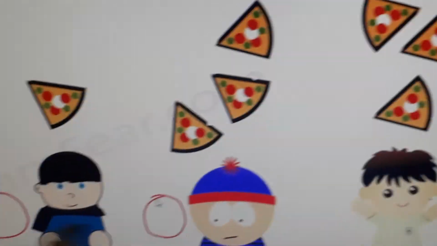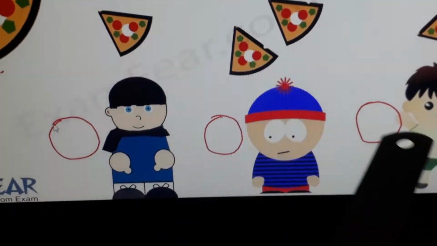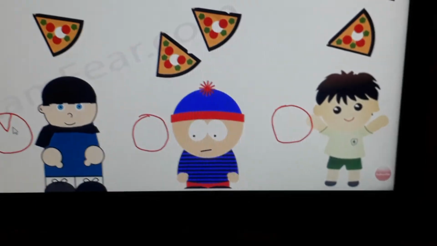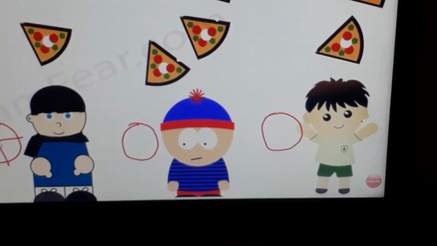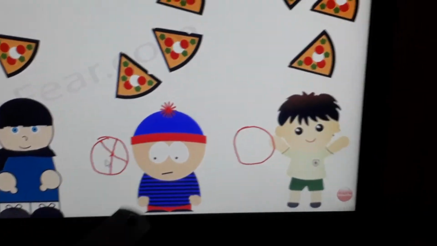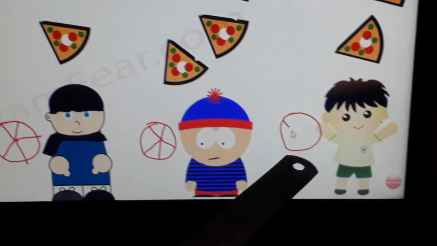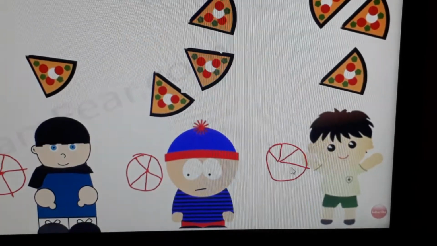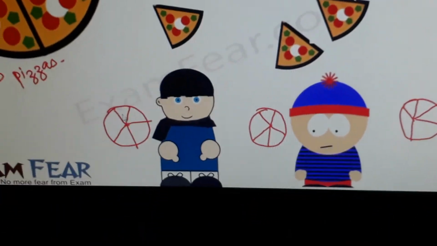So here the teacher gave 3 pizzas and they were divided into 5 equal parts. The first boy ate 1 pizza, which means 1 by 5. The second boy ate 3 pizzas, which means 3 by 5. The third boy ate 4 pizzas, which means 4 by 5. Like that we will get fractions.